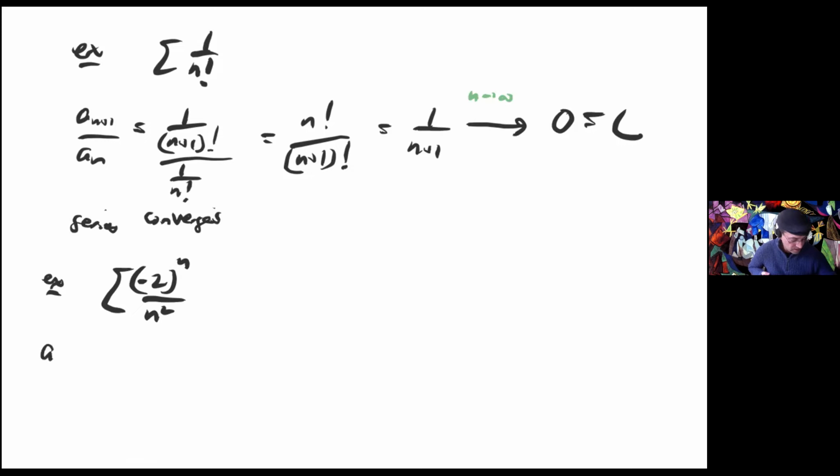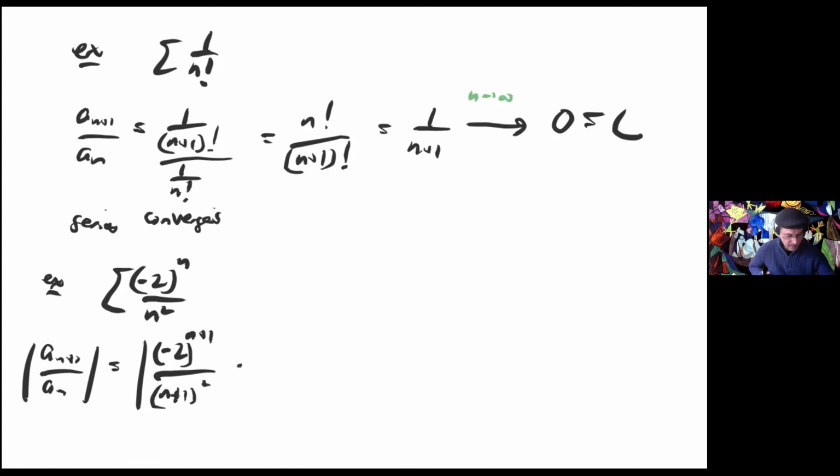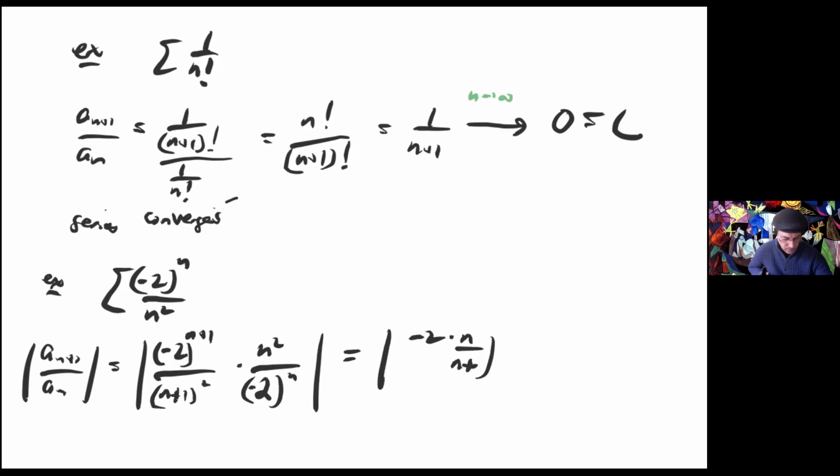So what is a sub n plus 1 over a sub n, absolute value? Well, that's the absolute value of negative 2 to the n plus first power divided by n plus 1 squared, times the reciprocal of a sub n, which is n squared over negative 2 to the power of n. And what do you get? There's a lot of cancellation here. This is the absolute value of negative 2 times n over n plus 1 quantity squared. And we can bring the negative 2 out to make a 2.